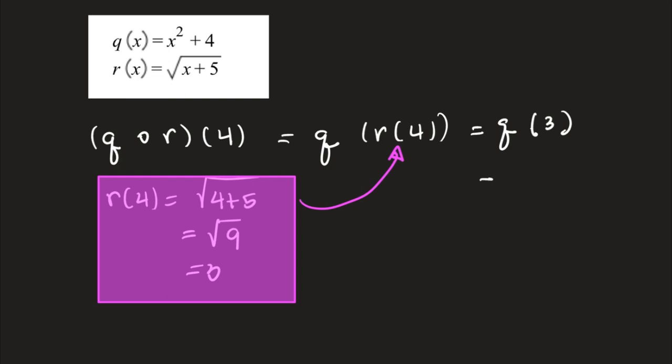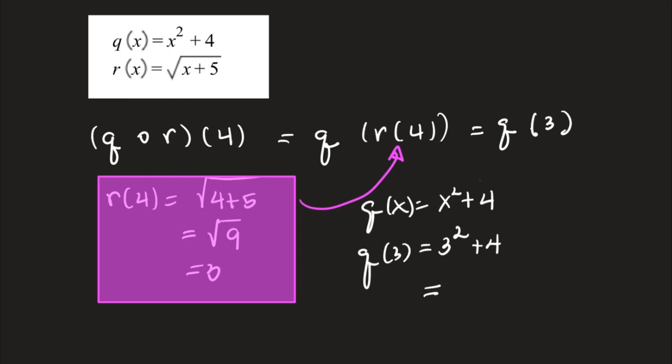We know that q of x is equal to x squared plus 4, so therefore q of 3 is equal to 3 squared plus 4. When we square the 3, we get 9, and 9 plus 4 gives us 13. So therefore our answer is equal to 13.